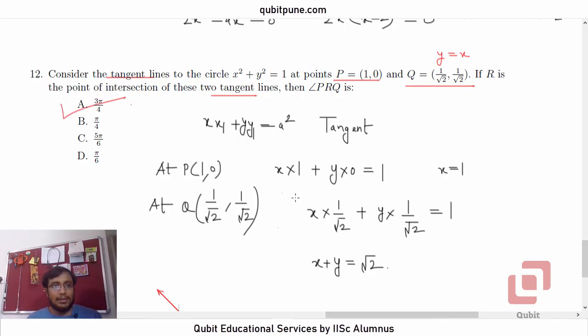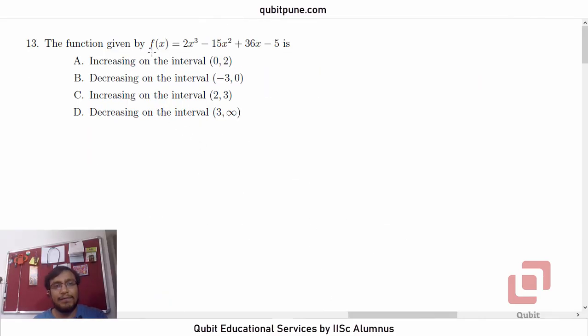Correct? 12th, option A. Question 13. The function given by f of x equal to 2x cube minus 15x squared plus 36x minus 5 is increasing on the interval 0 to 2, decreasing on the interval -3 to 0, increasing on the interval 2 to 3, and decreasing on the interval 3 to infinity. I think this is a fairly straightforward problem.